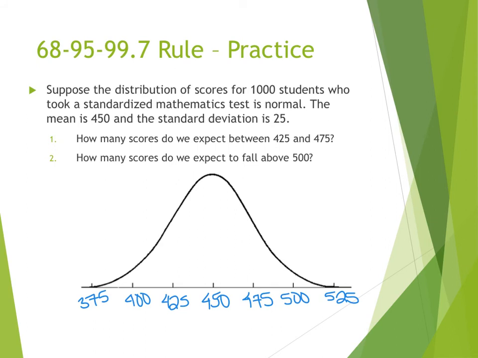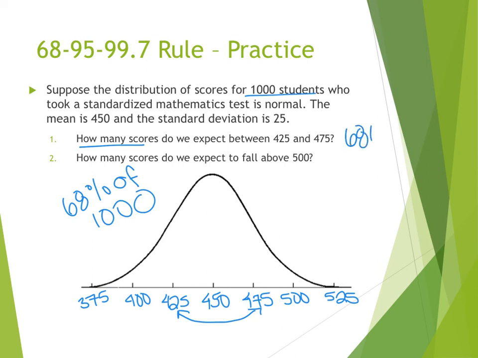Okay, and then how many scores do we expect between 425 and 475? That is within one standard deviation, and we know that 68% falls there, but this is how many scores. So you need to do what is 68% of the number of students, so 1,000. You'll do 0.68 times 1,000, and you should get 680 students.